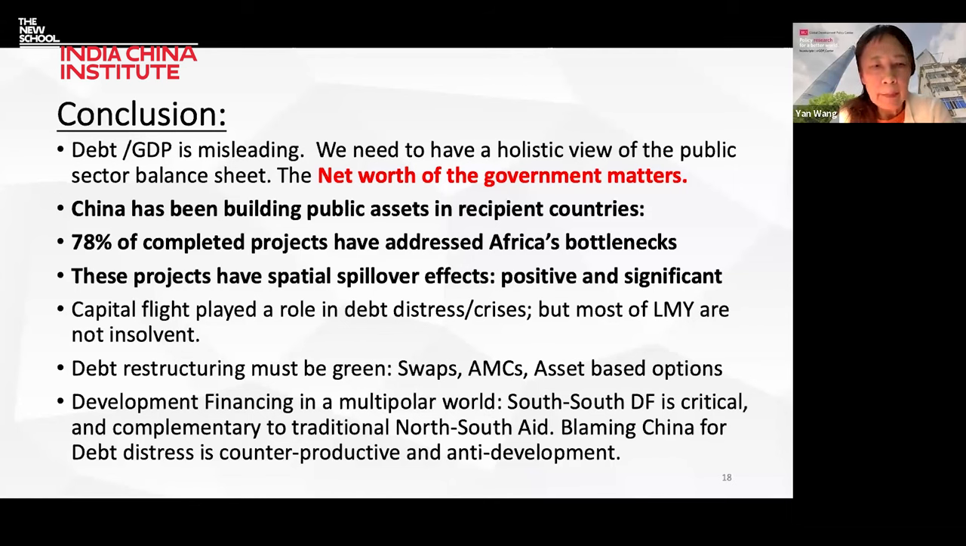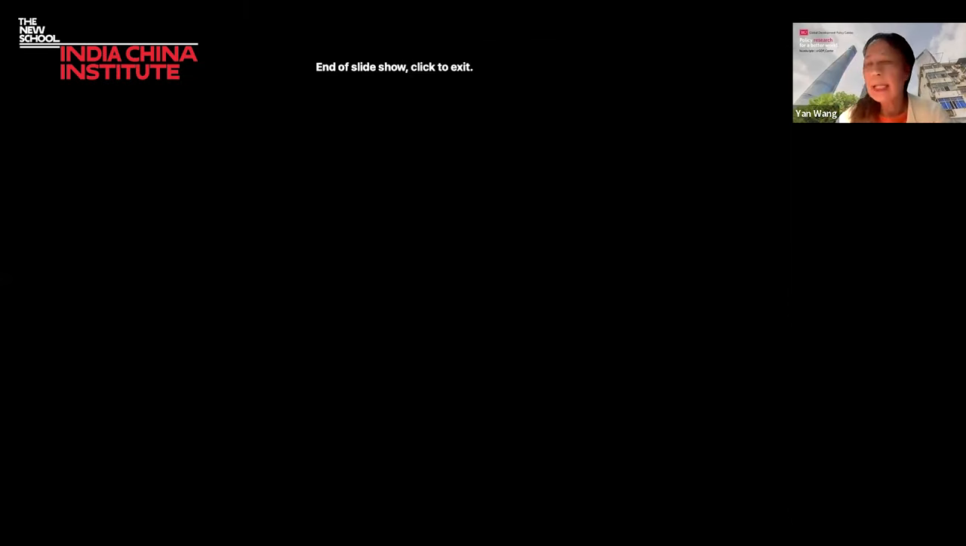There must be some debt restructuring, but it has to be green. We can use the alternative methods. Last but not least, development financing in a multipolar world. South-South development finance is very crucial and complementary to the traditional North-South aid. Blaming China for debt distress is counterproductive and anti-development. That is all. I look forward to the discussion after the presentations.